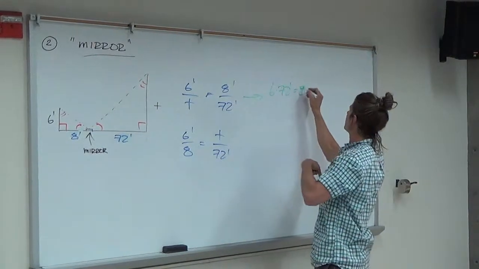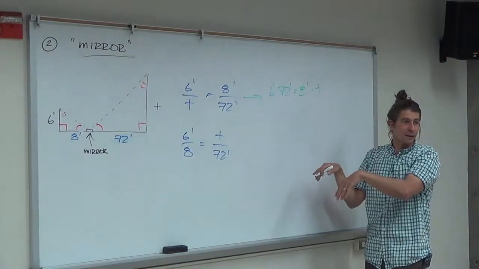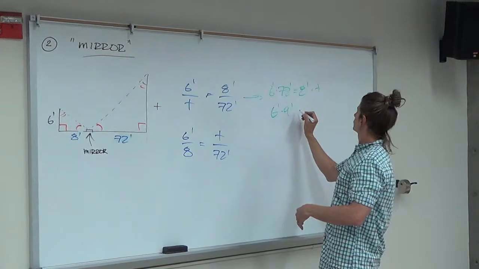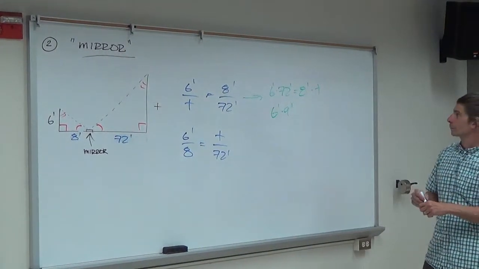Is 8 times t? Okay? And then at this point you can divide off the 8s. 8 divides into 72 9 times. How about you can just cross multiply? 6 times 72 and then instantly divide it by 8 and just get the answer.